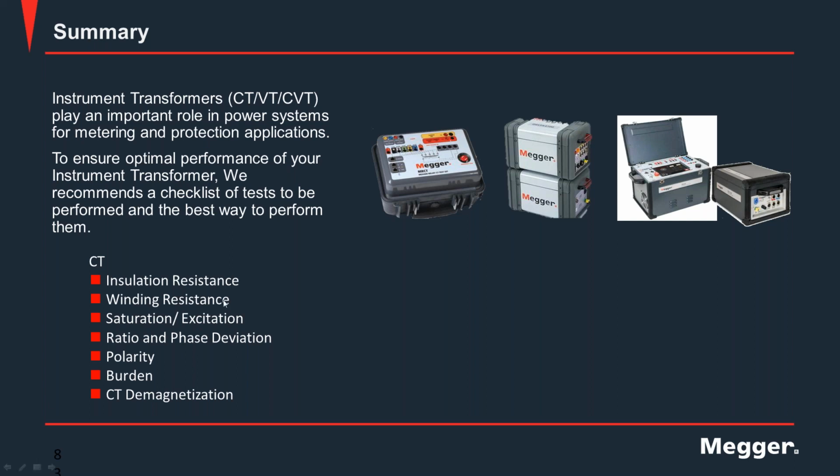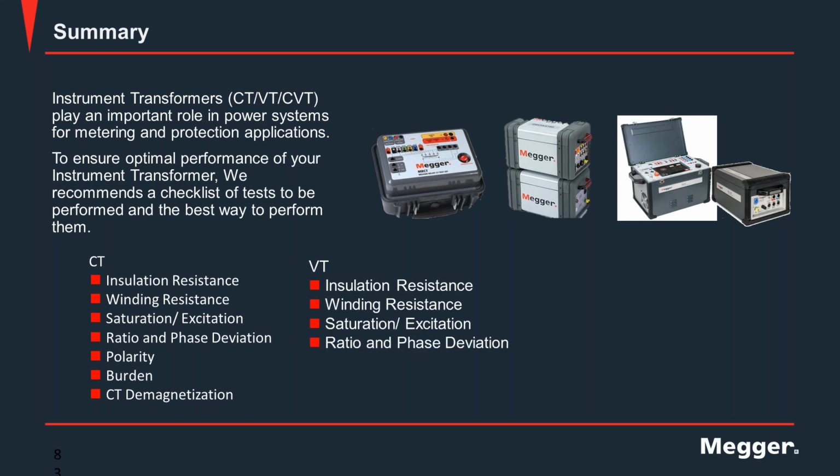For the CT, these are the tests that we can do: insulation resistance, winding resistance, saturation and excitation, ratio and phase deviation, polarity, burden, and CT demagnetization. For VT, we have the insulation resistance, winding resistance, saturation and excitation, the ratio and phase deviation, and the additional short circuit impedance. The short circuit impedance will also determine if we have some deformation inside the VT.